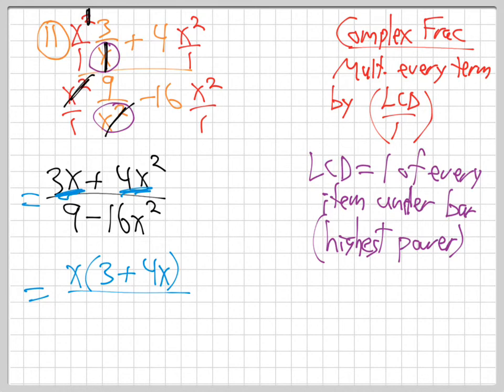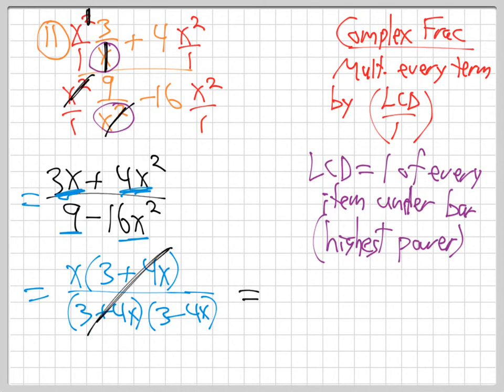And the bottom, how do we factor the bottom? Three times 3 to make 9. 4x to make 16x squared. 1 plus, 1 minus. That getting easy for you? That kind of factoring? And then notice cancellation. So it's x over 3 minus 4x. There it is. That's answer A.